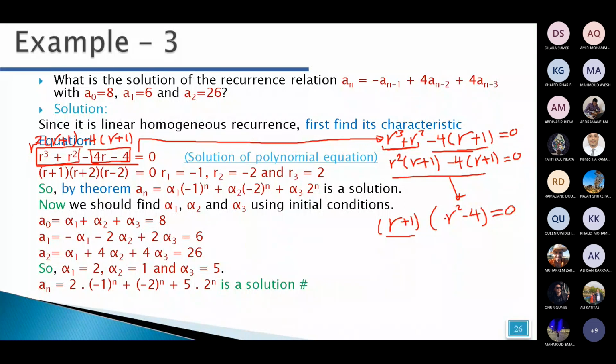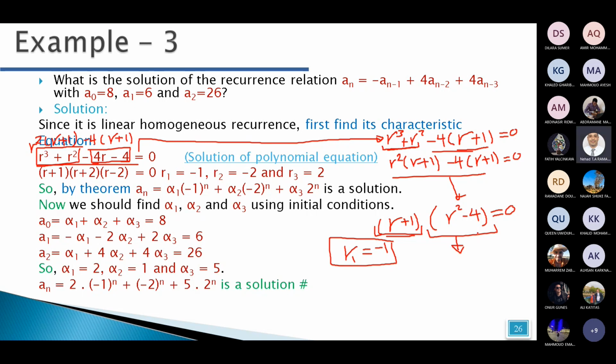So this one equals 0 or this one equals 0. So we can take this one alone and this one alone. This one alone means R equals minus 1. This is the first solution, so let me name it R1.